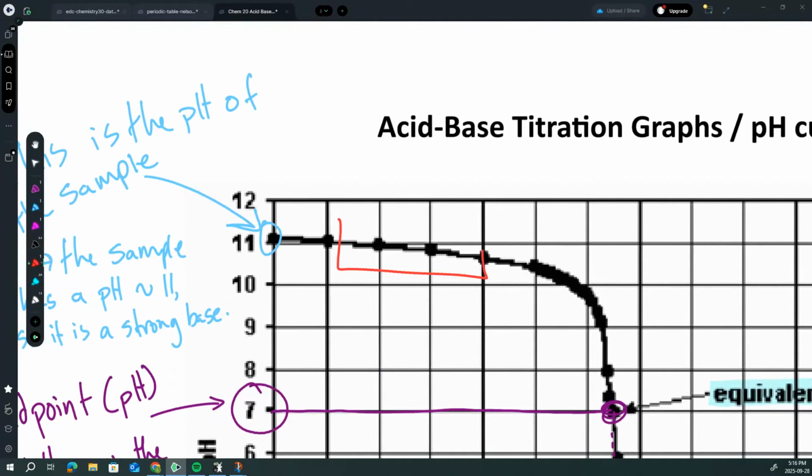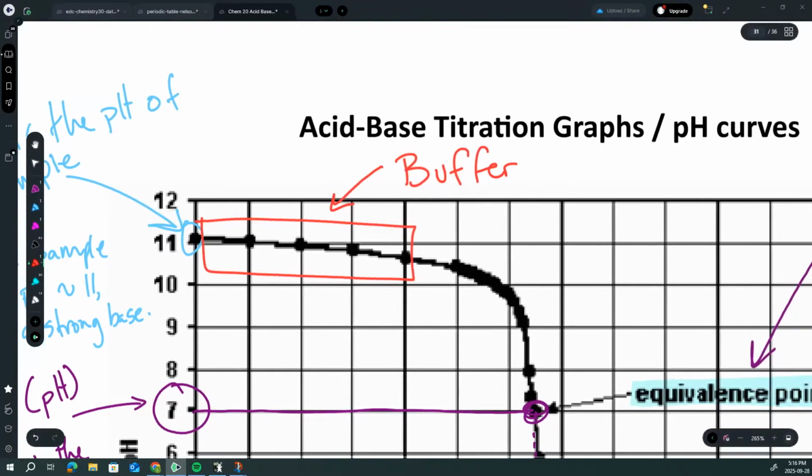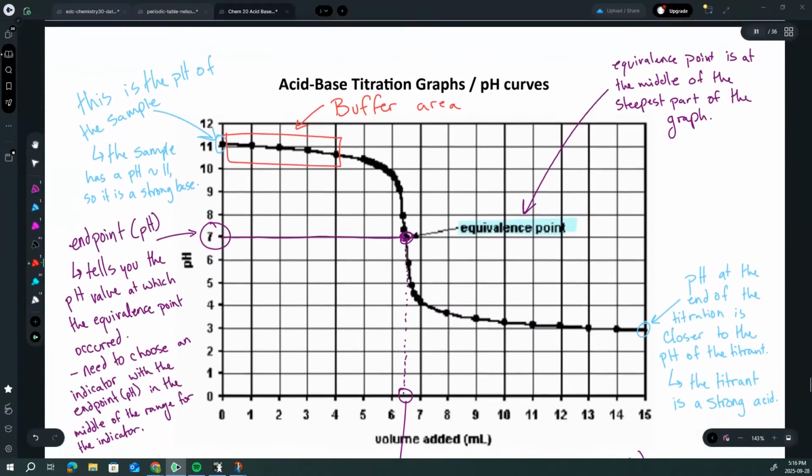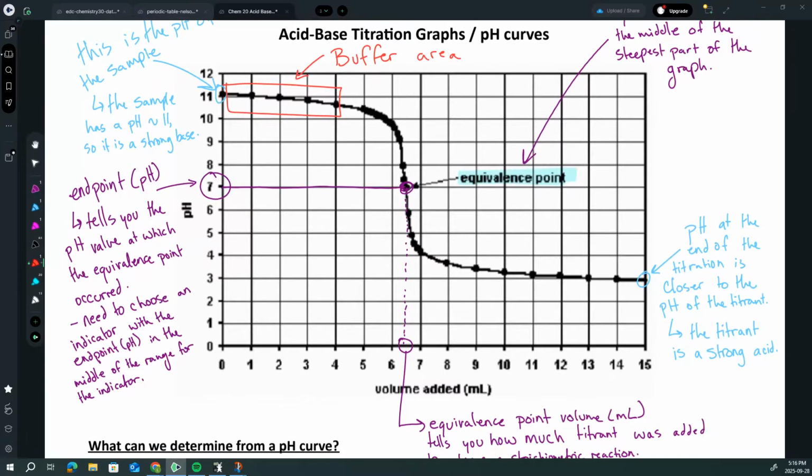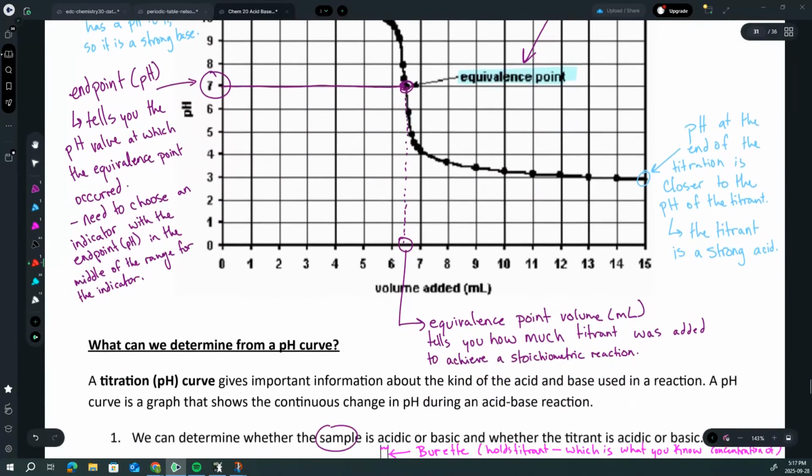Okay, so for here, because there's only one plateau, and maybe I'll make this a bit bigger, this right here is the buffer area. How we can tell is because the pH is not changing very much. And the whole point of a buffer is to resist changes in pH. So that's how you can tell. Okay. However, as the titration occurs, the buffer gets used up. And so at this point, there's no more buffer. That's why this last plateau cannot be a buffer area.